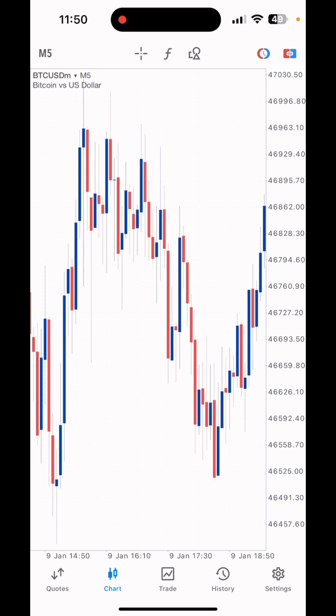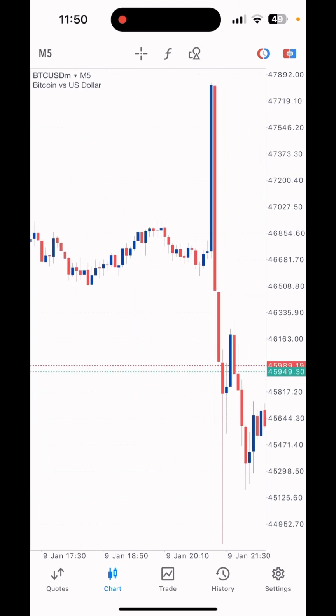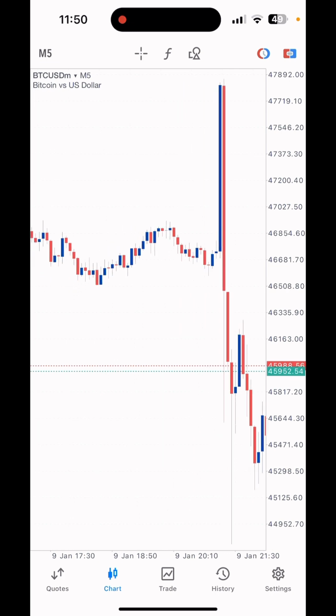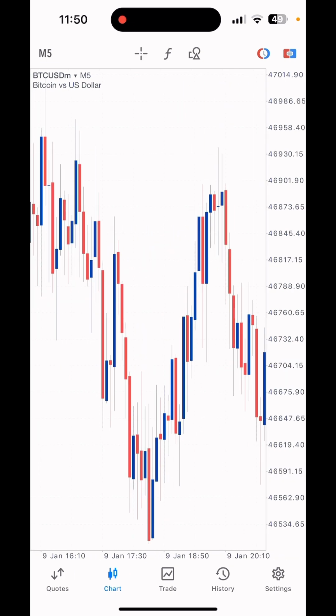Like I told you earlier, what makes you a professional forex trader is the fact that you understand technical and fundamental analysis. And under technical analysis, we have indicators, and RSI is one of the indicators. So right now, we are going to be adding the RSI. Now, this is a BTC USD chart on a 5-minute time frame.